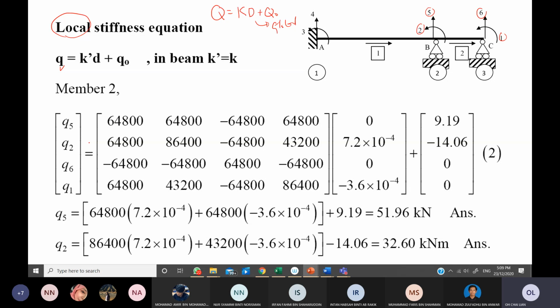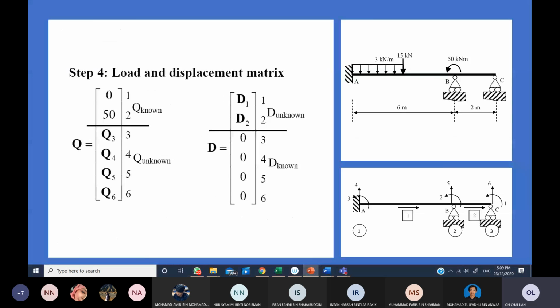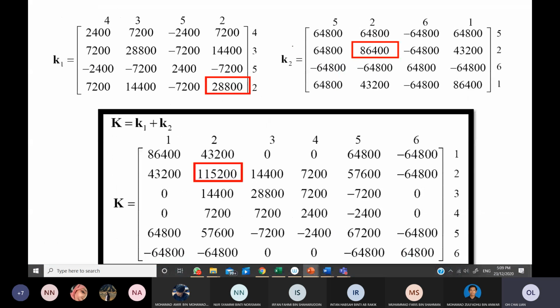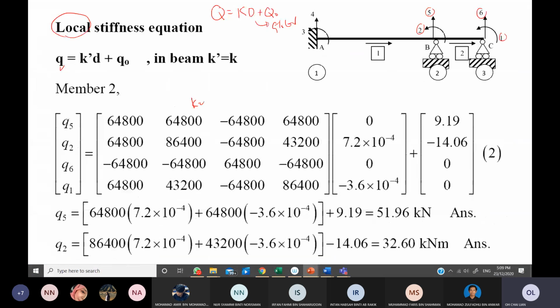Q5261. And for the K, the member stiffness matrix for element number 2, this will be K2. Where do you get the K2? You have determined it earlier, right? You take exactly this K2. Then the D will follow this numbering as well, 5261. So this D will be the displacement that you have determined at global.